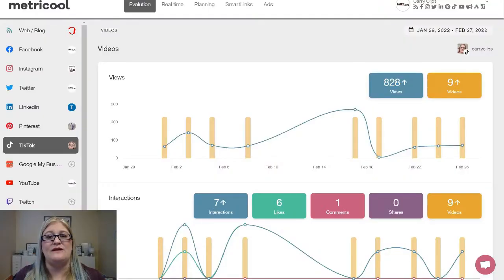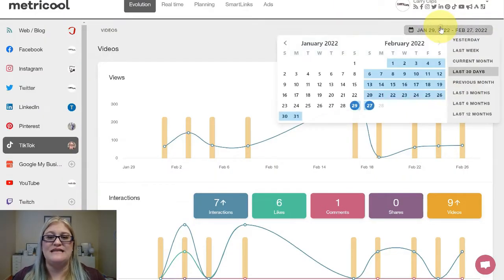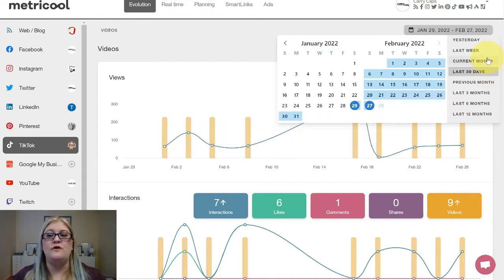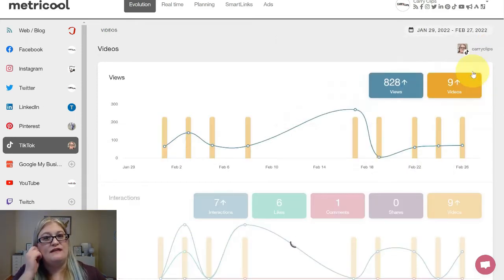So number one is I want to make sure that you know that you can change the date for what you're looking at. I highly recommend using a date that is the same every time you look at it. So I like using the last 30 days because it's always 30 days of content. When you do month, you're going to be getting different numbers of days, 28 days, 30 days, 31 days. And that means that your data is not going to be directly comparable. So keep that in mind when you're looking at it. So I like to use the last 30 days.